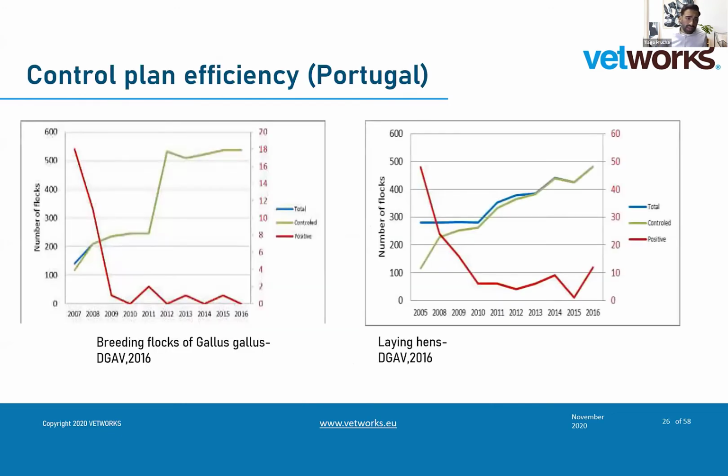So here, just as an example, in 2007 they started this control program, and you can see the prevalence of Salmonella in breeding flocks, for instance, decreases a lot.